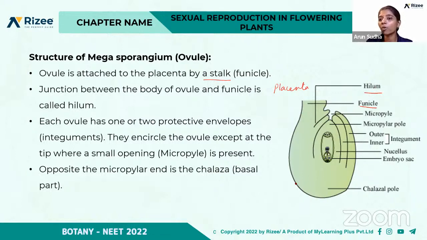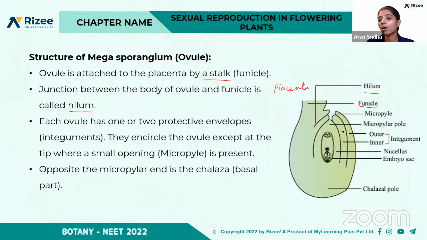All these are the body of the ovule and the funicle. And this body of the ovule is connected to the stalk or the funicle through the hilum. So it connects the body of the ovule and the funicle. So that is called the hilum. And each ovule has one or two protective envelopes that is called the integuments.